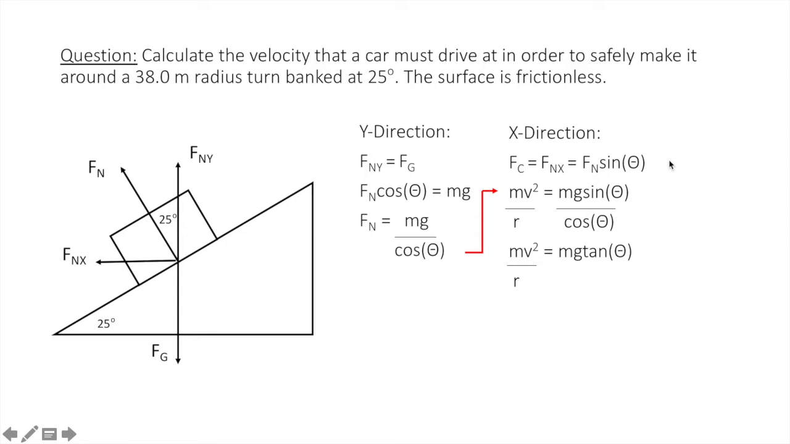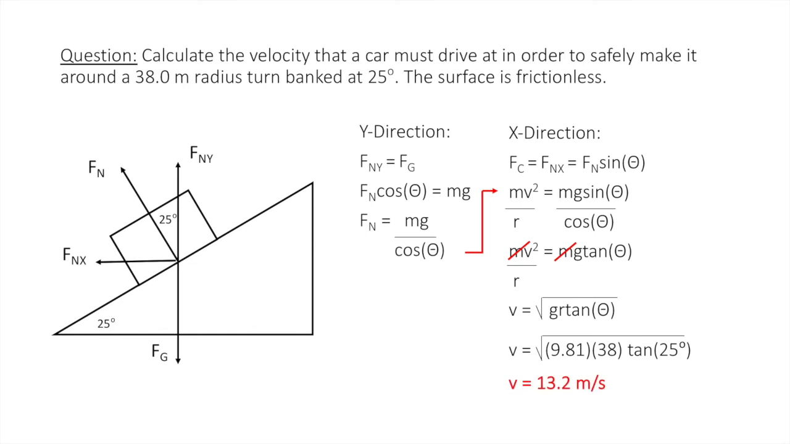After doing this, isolate for v by multiplying by the radius, cancelling out the masses, and square rooting the equation. Your final equation should be the square root of g r tan theta. Now, all you have to do is plug in the missing values, which should give you v equal to 13.2 meters per second.